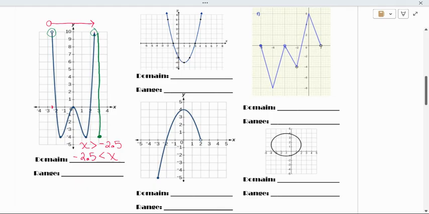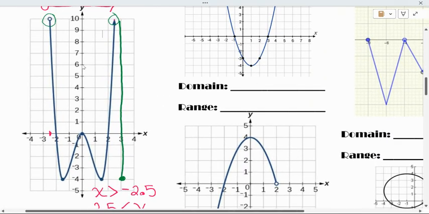You have an open circle and an arrow. Remember that we're talking about all of the values of y that get touched by the graph. So even though 10 doesn't get touched on the left side, does the number 10 get touched on the right side? Yes.